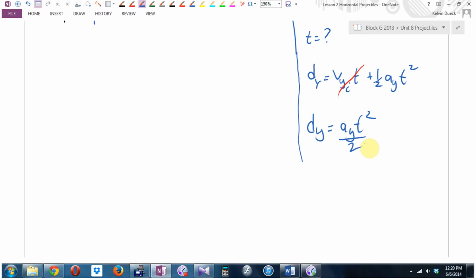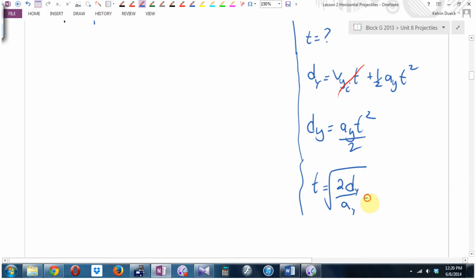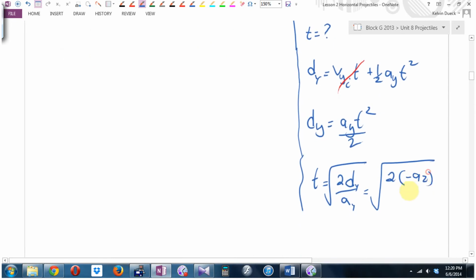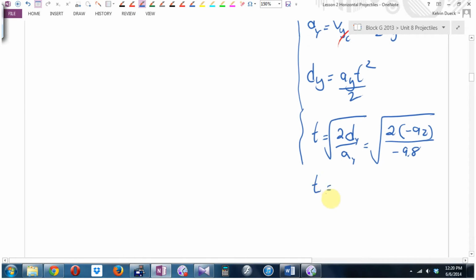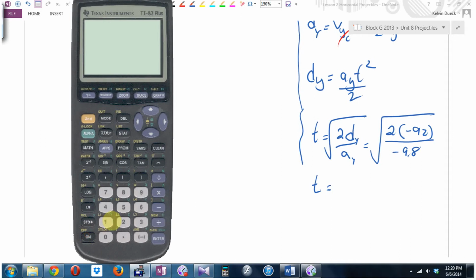I don't need to pull out the quadratic formula. What is it? T is going to be the square root of 2 times D divided by A, vertical, vertical. It's going to be the square root of 2 times, what was dy? Negative 92, divided by negative 9.8. What do you get? 2 times negative 92 divided by negative 9.8, square root. Do you get 4.3333 and so on? Yep. I'm going to go 4.333.